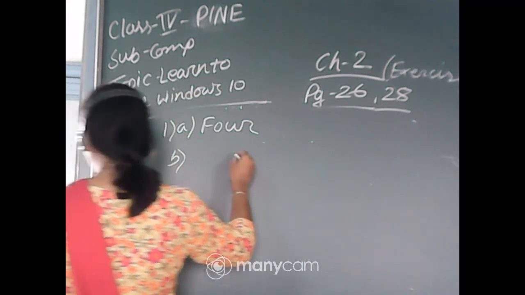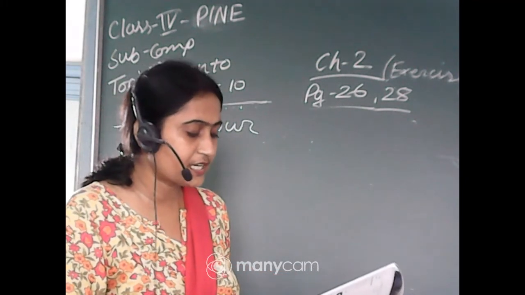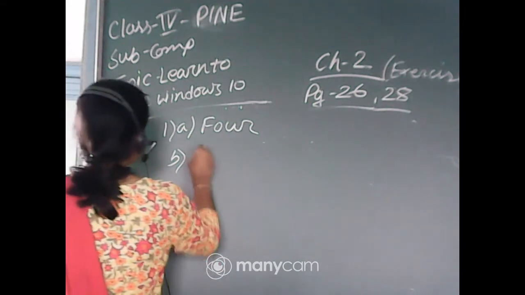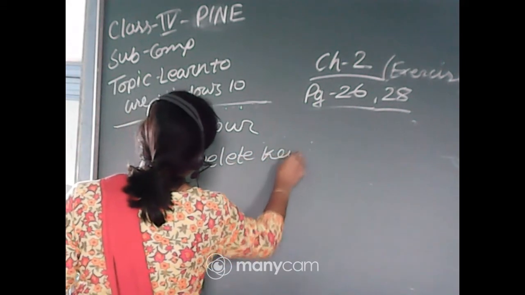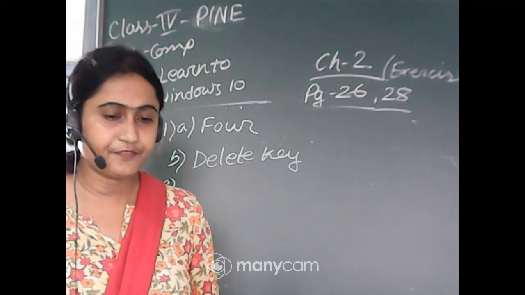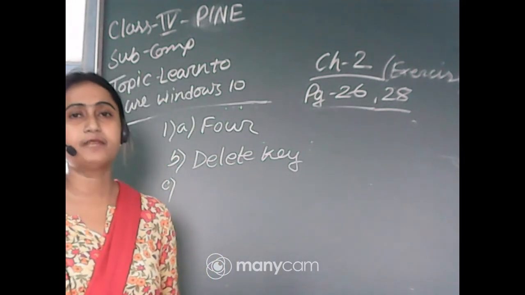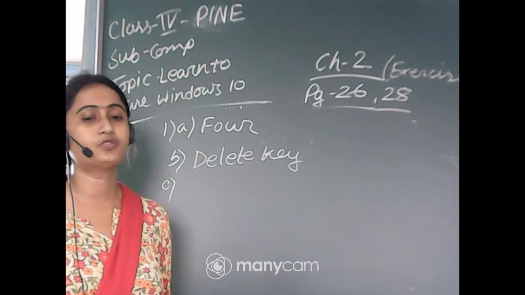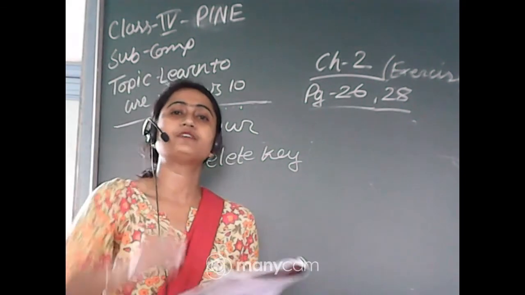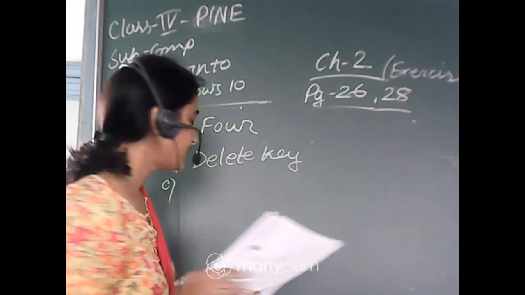Number B, there are how many icons? 4. Okay, now which key is used to delete a file or folder? Delete key. Next, number C, how can you move files from one location to another? If you want to move file from one location to another, then you have to cut, then paste. And if you want to copy one location to another location, then copy, paste. Cut and paste.